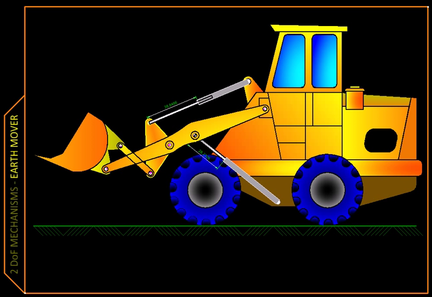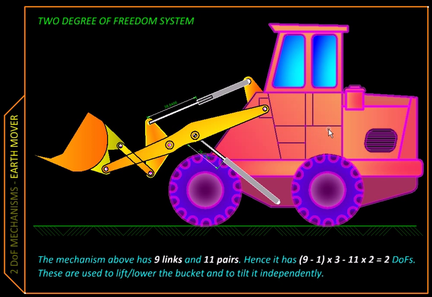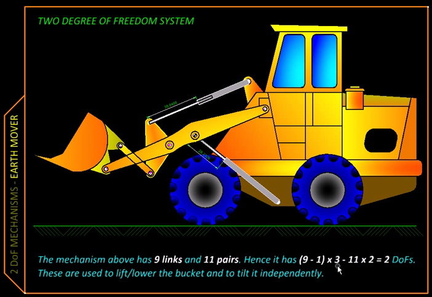So we have 9 links and 11 pairs. All pairs have a single degree of freedom. So now we can switch it into our formula, the Gruebler's criteria, and it yields us 9 links minus 1, which is the chassis or the fixed link, multiplied by 3, because each of them in a two-dimensional space will have 3 degrees of freedom, minus 11 pairs absorbing 2 degrees of freedom each. So the formula tells us that this is a 2 degree of freedom system.